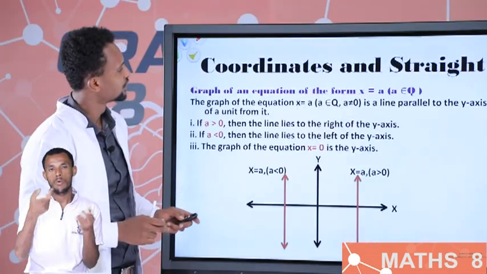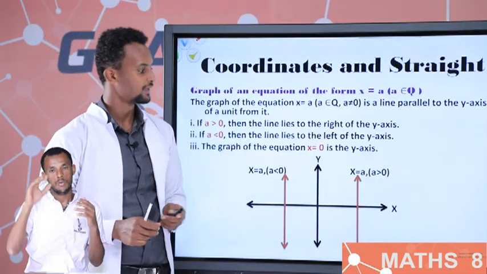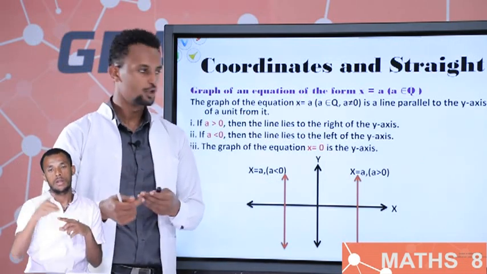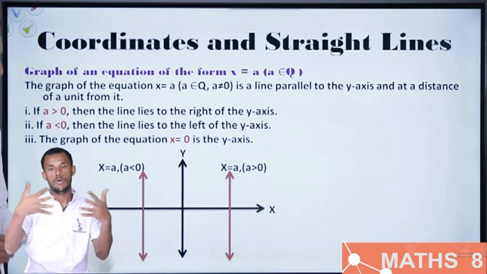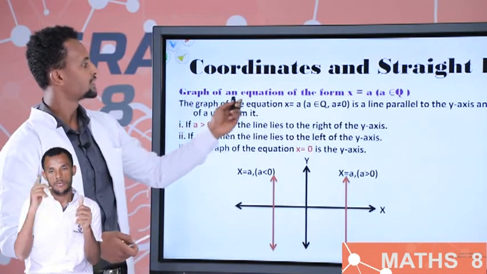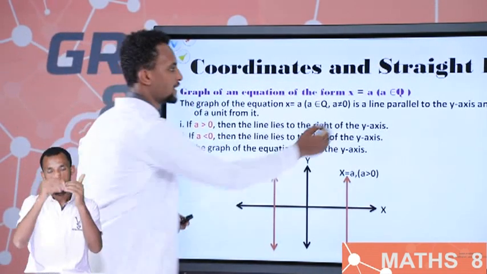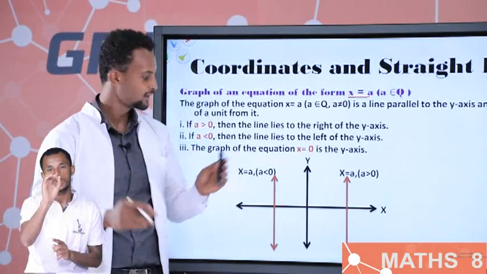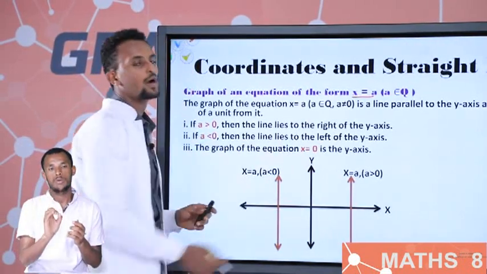The next concept is coordinates and the straight line. Using these points, we can make a straight line, because a line is a combination of points. The first graph is the graph of an equation of the form x = a, where a is different from 0. If it is 0, it is the y-axis.